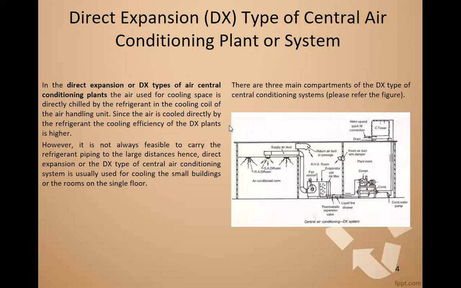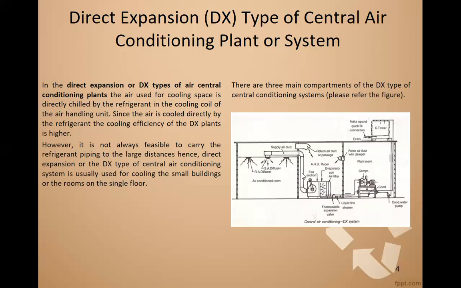So in direct expansion, in your compressor coil, the refrigerant enters. The types of refrigerant are covered in refrigeration. Here, with chilled water, the chilled water enters there. So this is the evaporator of the system. So with direct expansion, your evaporator is here.